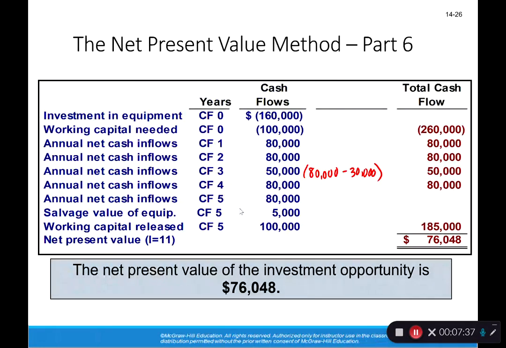And before we go to the quick check, it's probably important to note, though it's in a later slide, that we're looking for any investment opportunity with an NPV of 0 or greater. When the NPV equals 0, it means we're earning exactly the minimum return. In this case, the discount rate was 11%. Because our NPV is greater than 0, it means we're earning more than 11%.